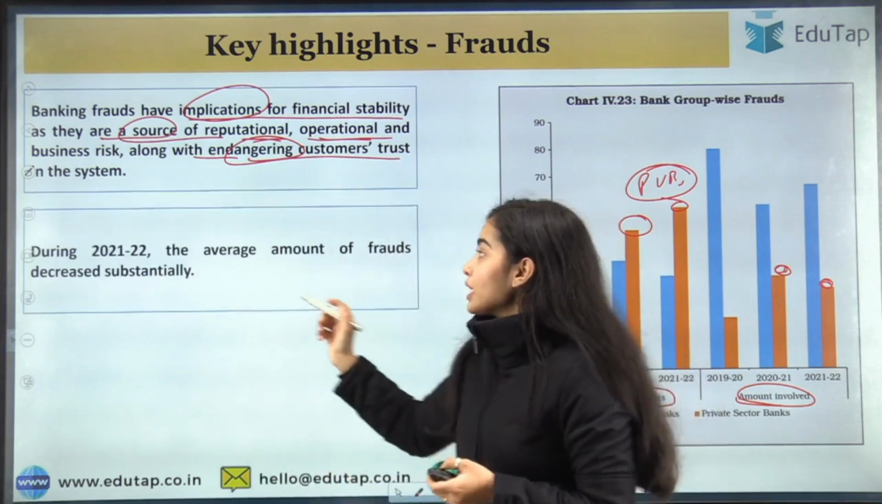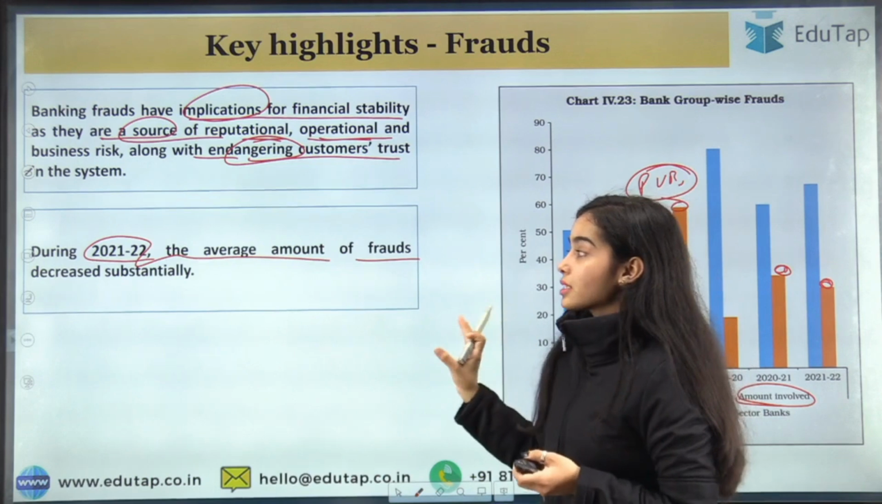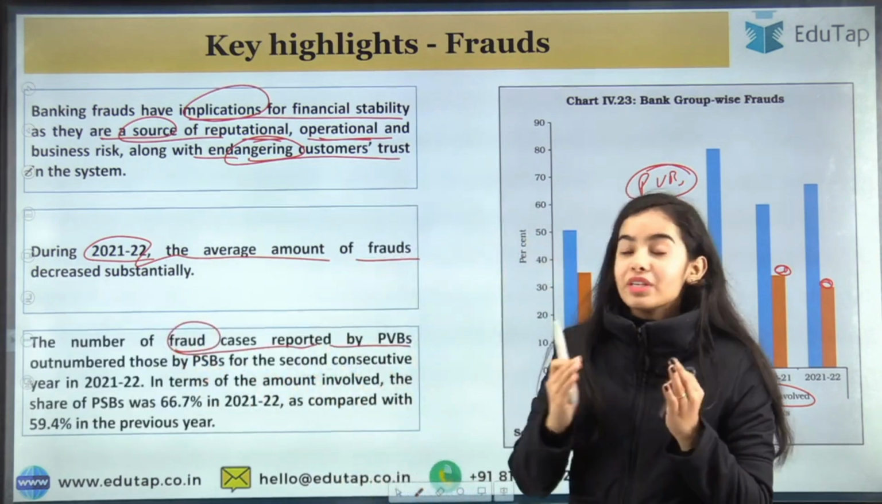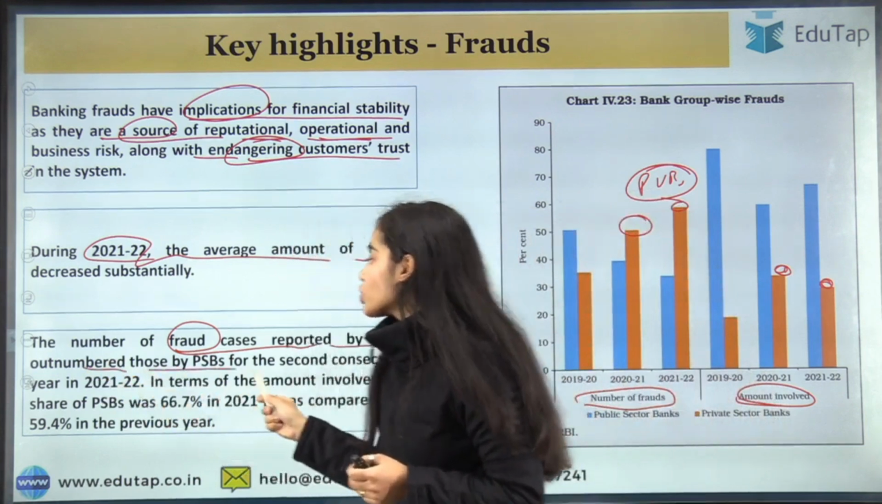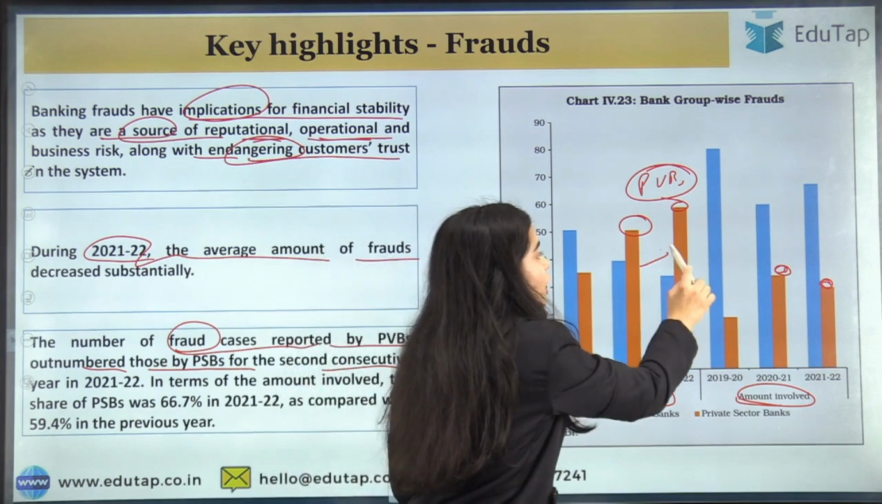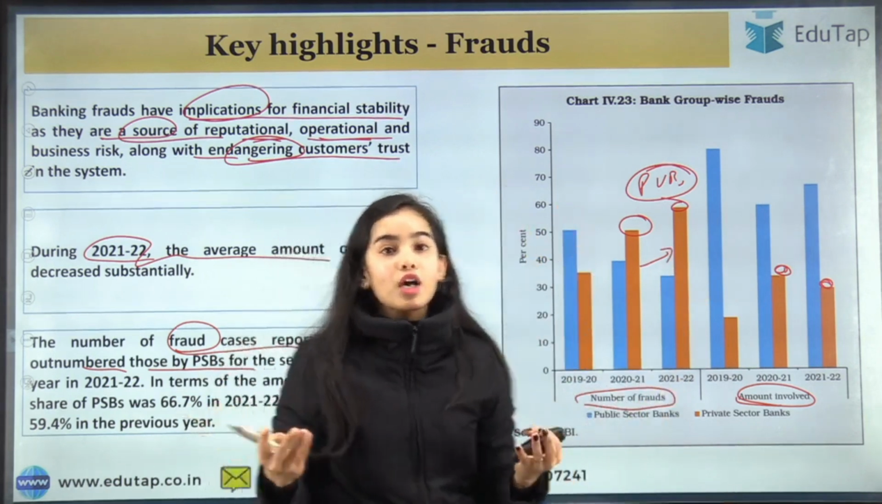So during 2021-22, the average amount of frauds decreased substantially. That is good news for the country. The number of fraud cases reported by the private sector banks outnumbered those of public sector banks for the second consecutive year. For the second consecutive year, we can see that for the private sector banks, the number of frauds is more.